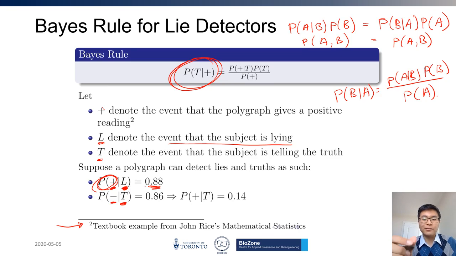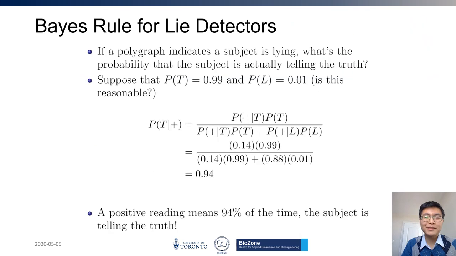So why do we want to calculate this value? The value is essentially saying, given that the polygraph has a positive reading, what is the chance that the subject is actually telling the truth? So i.e. the polygraph is wrong. What is that probability? Okay, let's see the probability. Before we get to the final number, we need to make some assumptions on this value and this value. Okay, so this is just Bayes' rule again, but with the denominator expanded using the law of total probability.